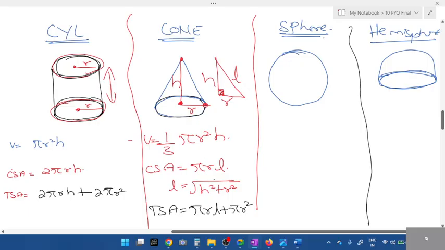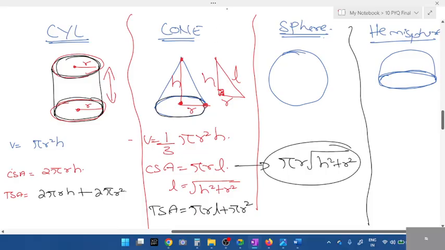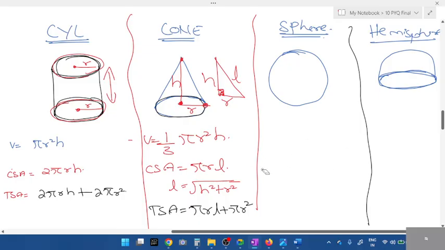All you have to do is remember pi r L, curved surface area. L stands for square root of h square plus r square. You can also write this as pi r, and in place of L, you substitute square root of h square plus r square. Only for cone, apply Pythagoras theorem. If you solve the questions, I'll explain curved surface area.